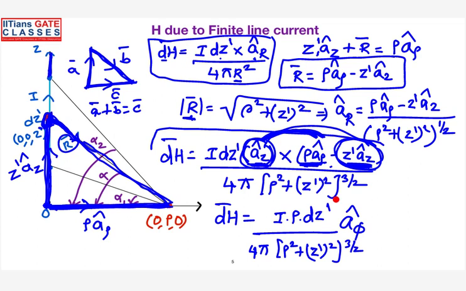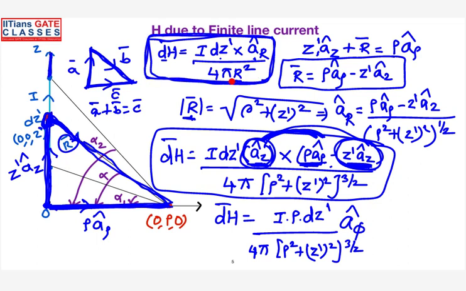Yes, sir. So first of all, this point is clear for you, the differential magnetic field. This is the same expression of Biot-Savart's law, right? The current element cross product with radial direction divided by 4 pi r square. Did you get how I am writing the vector r bar? The magnitude of r bar will be root over rho square plus z prime whole square. Now AR is replaced with r bar by modulus of r bar.